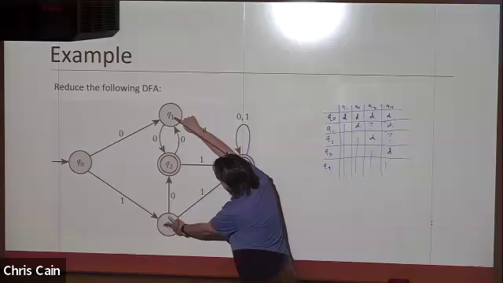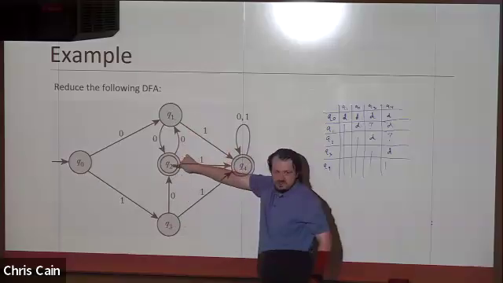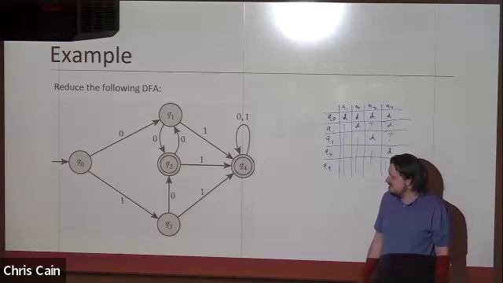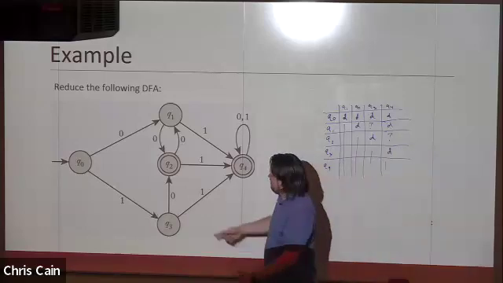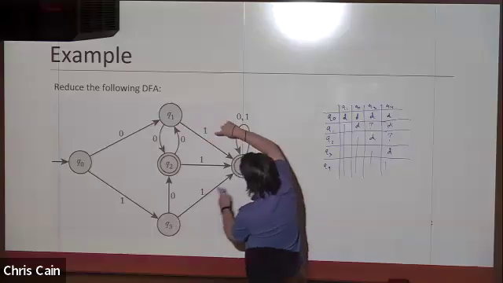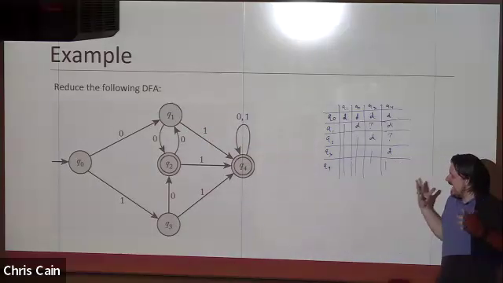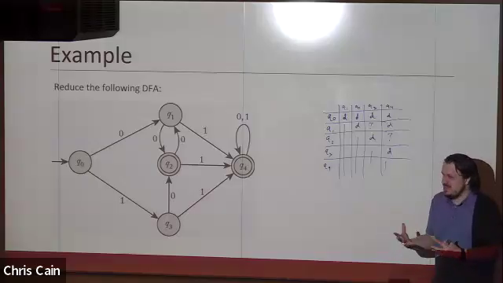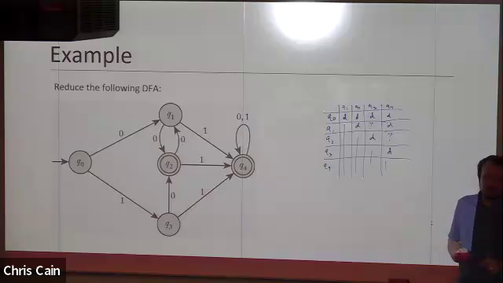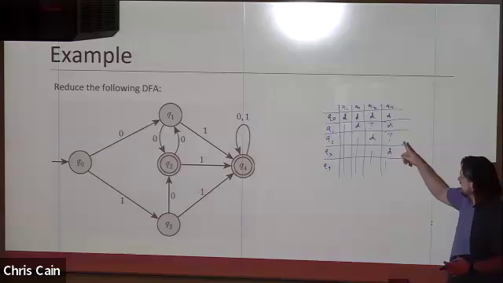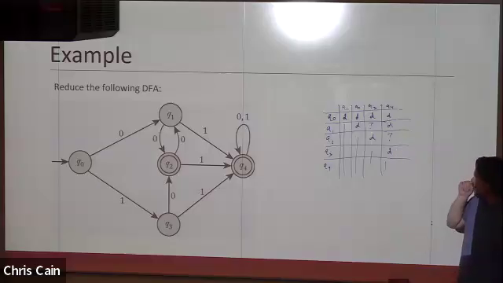On a 0, we end up at Q2. Is Q2 distinguishable from Q2? No, it's the same state. So now we must consider the 1. They go to the same state. So at the moment, we can't prove that this is distinguishable, so we're going to ignore it for now. There is no evidence that these are distinguishable, so we're going to move forward, leaving this as a question mark.